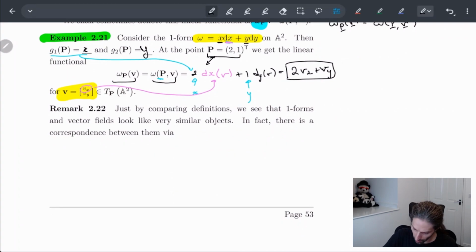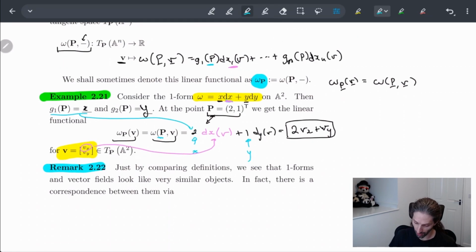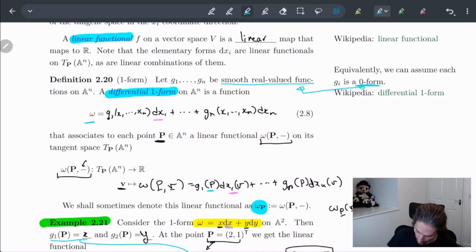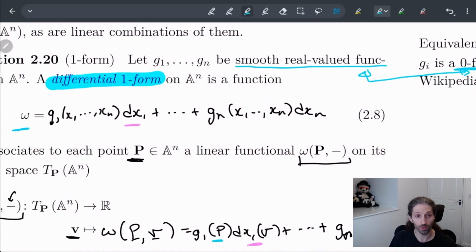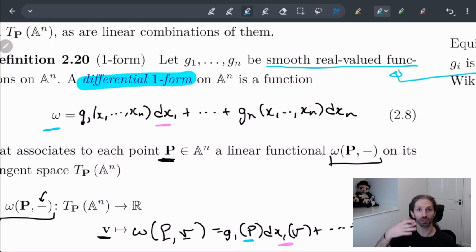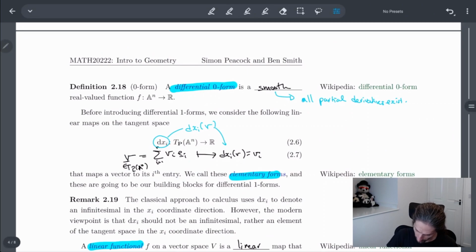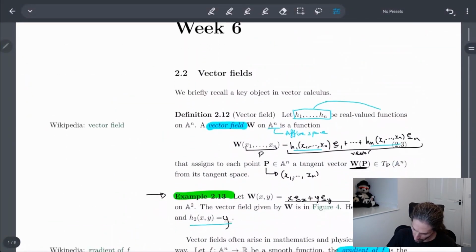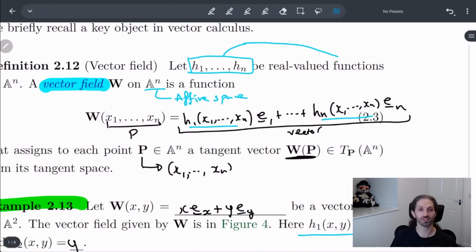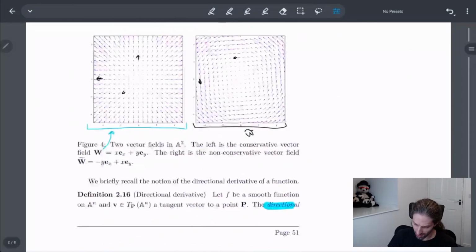And that's it. So this gives us precisely the linear functional. As a quick remark before we end this video, notice that just by comparing definitions, one forms and vector fields look very similar. If we look at a one form, here in R2, we see it's g1 of dx1 and so on. And if we look at a vector field, you'll notice this is almost the same, but we have h1 and e1 instead of g1 and dx.